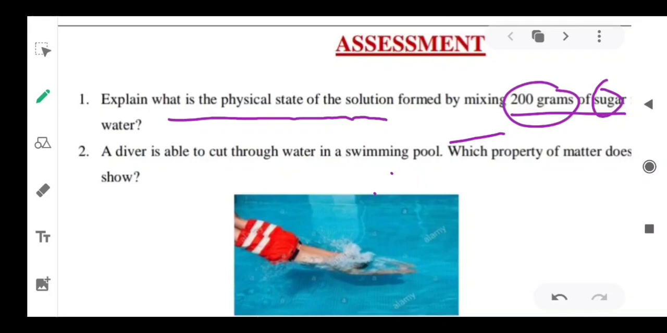But this sugar dissolves in water and that becomes a liquid. So the physical state of the solution is liquid. So here you have to write liquid. Liquid is the physical state of the solution. This is the answer.